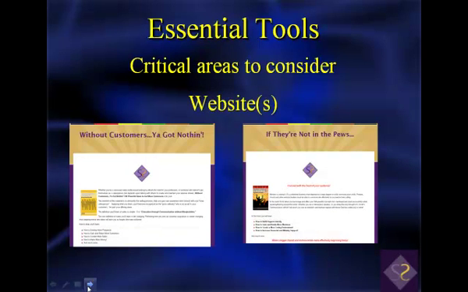One is withoutcustomersyougotnothing.com. The other one is ifthey'renotinthepews.com. These represent two books. Now, if you notice, they share a similar template, because what I want to do is create a family look in my websites, but I want to offer products and extend the reach of the product. If somebody searches for the name of the book, Without Customers You Got Nothing, they'll see this through Google. Similarly with the other book, If They're Not in the Pews.